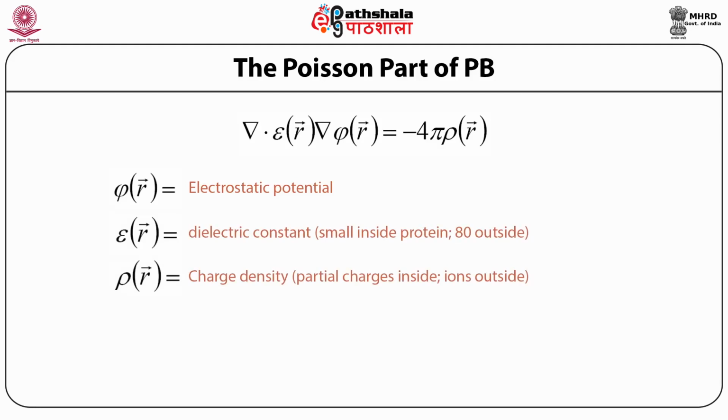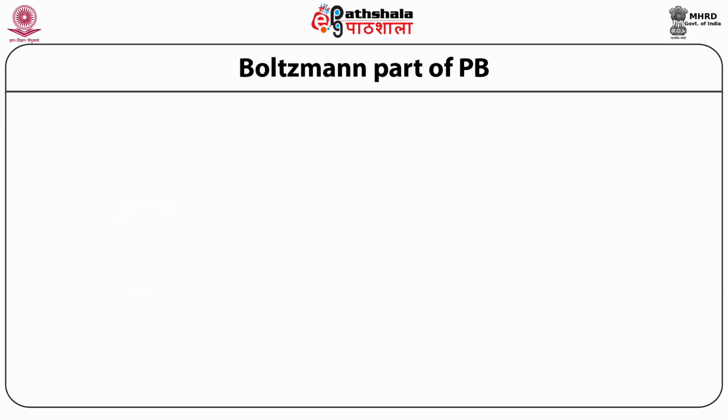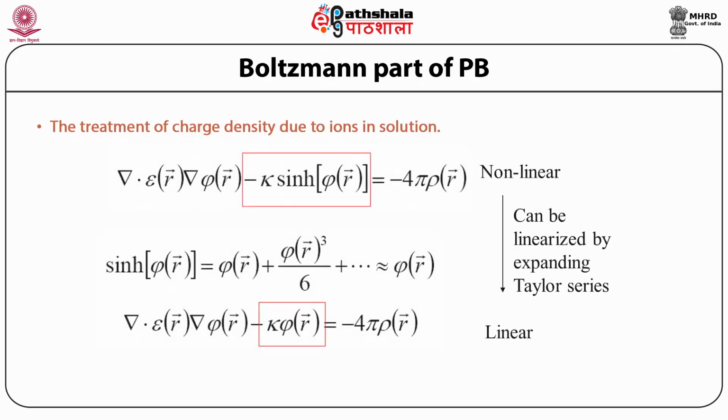For a small dielectric constant, you can use some constant epsilon, a very small value inside, and outside it can be 80, but then you lose the epsilon of r dependence of the dielectric constant. So normally, please remember, this is a dot product of this function. We talk about the Boltzmann part; the Poisson part we have discussed. Now, the treatment of charge density due to the ions in solution is very well understood by using this Poisson-Boltzmann part.